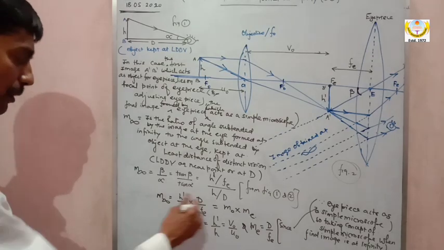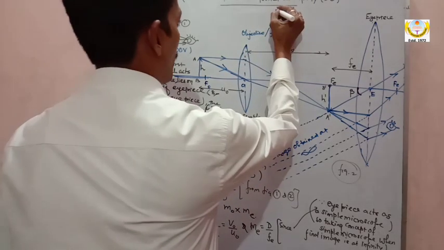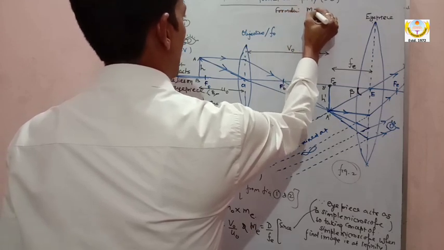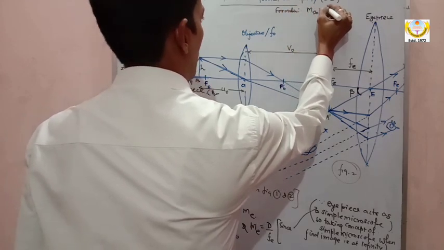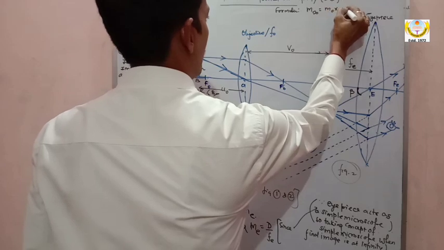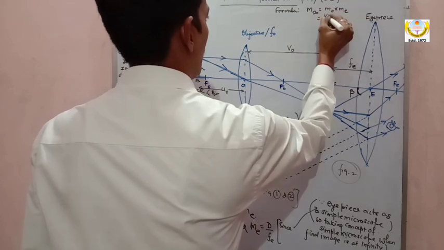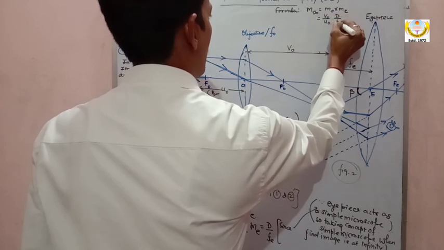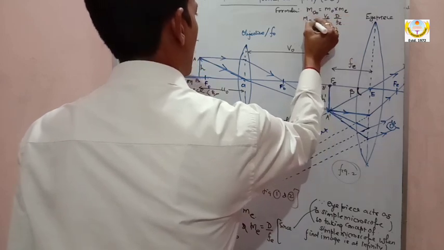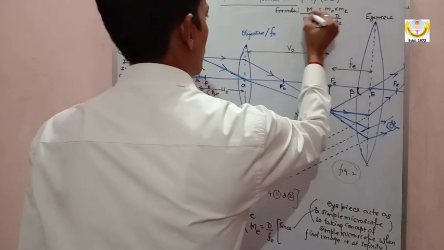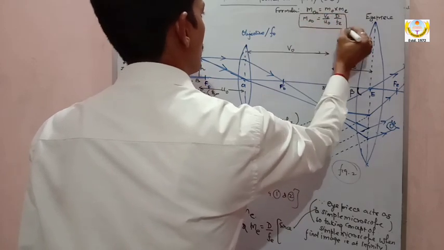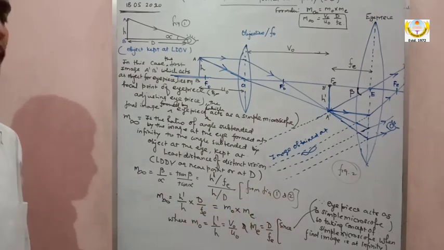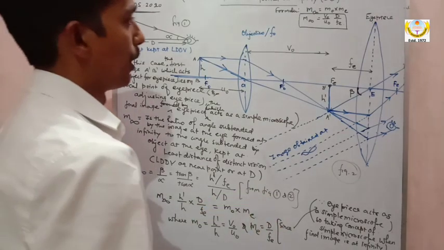So here my dear, what is the magnification at infinity? Formula for magnification at infinity: the magnification at infinity is MO into ME. And MO is written as VO upon UO, and ME is written as D by Fe. This is the magnification formula at infinity. I hope you all understood.